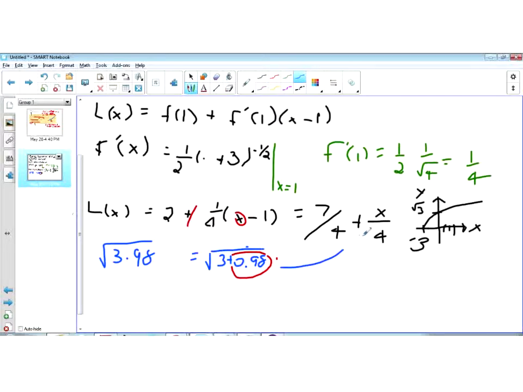Then we just take 0.98 and we'll plug it in here, and so we can say that the square root of 3.98 is approximately equal to 7/4 plus 0.98 over 4. Okay, so we have that. And that equals 1.995.